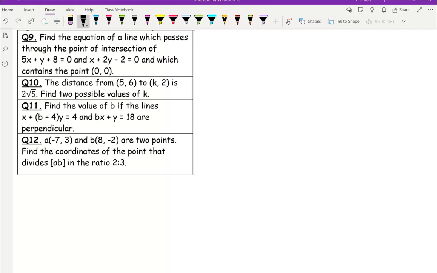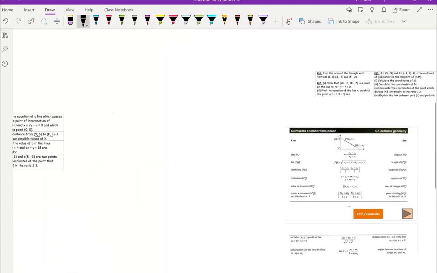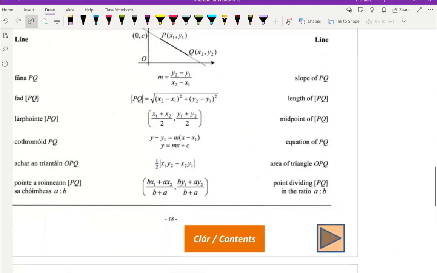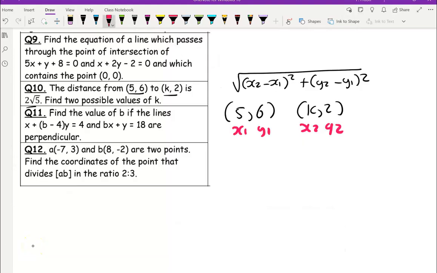Question 10. The distance from 5, 6 to k, 2 is 2 root 5. Find two possible values of k. Here we're being asked to find the distance between two points. So we go to the distance between two points formula. That is the length of PQ, given by this formula here: the square root of x2 minus x1 squared plus y2 minus y1 squared. Label your points x1, y1, x2, y2, and fill into your formula.